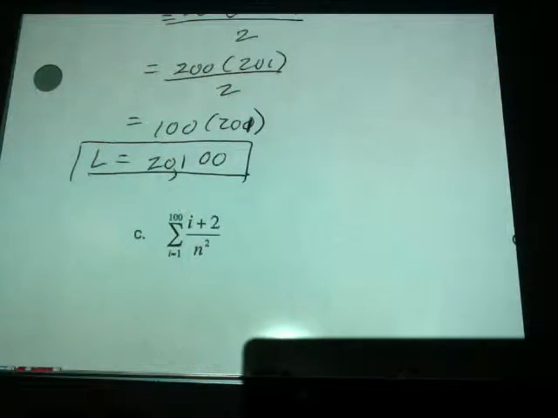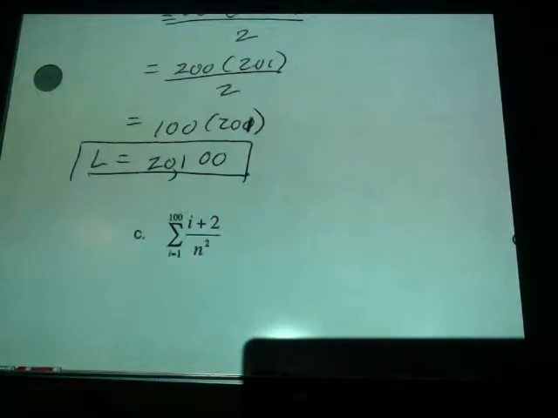Is this real? Because if I add up 1 through 200, I can actually get a real value answer for that, can't I? And guess what that real value answer is? 20,100. And so that's my limit. It's not going to go any higher than that.